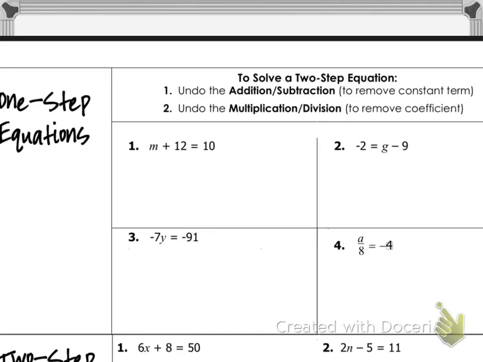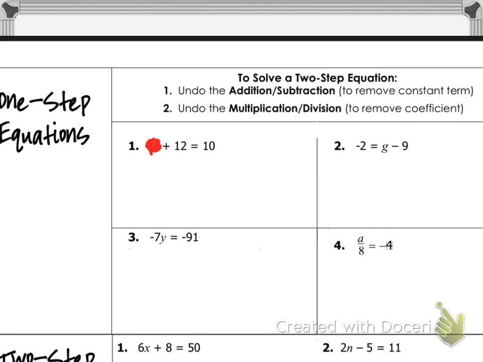Alright, so in this unit we're talking about one variable equations. So the first thing we're going to start off with is a one-step equation. What I like to do is imagine that there is a note card over the variable.